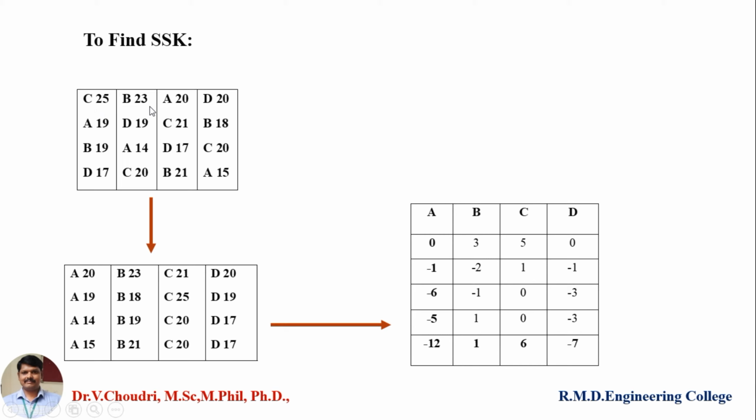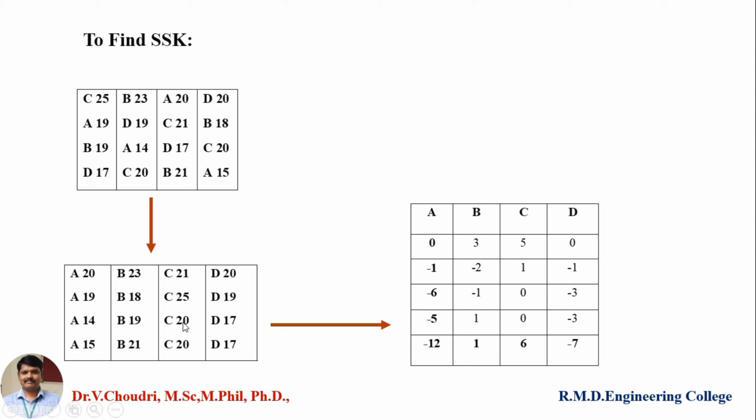From A, first row 20, second row 19, third row 14, fourth row 15. A value is over. Now B value, first 23, second 18, third 19, fourth 21. Arranged like this. And C value, first row 25, second row 21, third row 20, fourth row 20. D value 20, D value 19, D value 17, and D value 17.